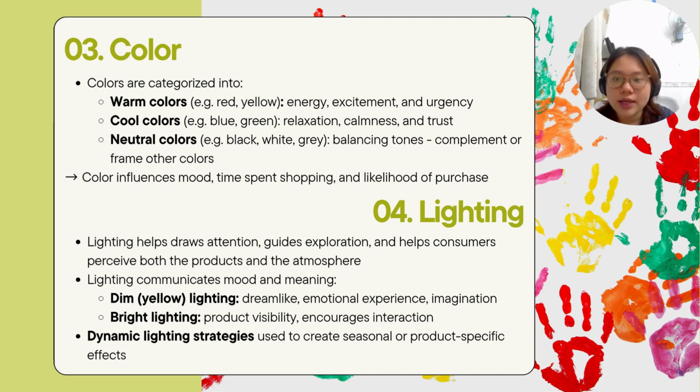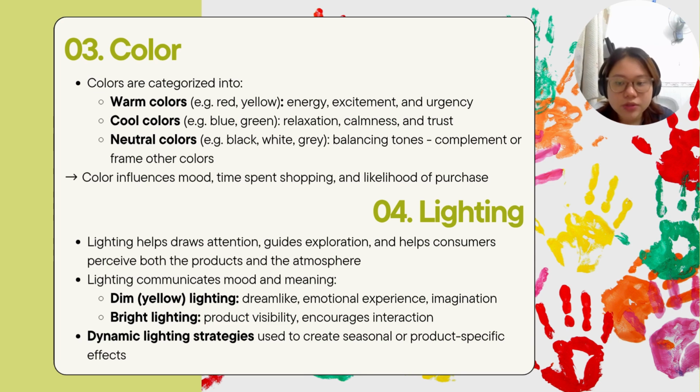On the other hand, colors can be categorized into cool colors, such as blue and green, which are associated with relaxation, calmness, and trust. For example, blue represents stability, harmony, and authority, and is frequently used by trusted brands like Facebook, BMW, and Samsung. Green, on the other hand, symbolizes nature, sustainability, and financial well-being, so it is often linked to organic or eco-friendly products. And lastly are the neutral colors, like black, white, or gray, which serve as a balancing tone that complements or frames the other colors in the environment.